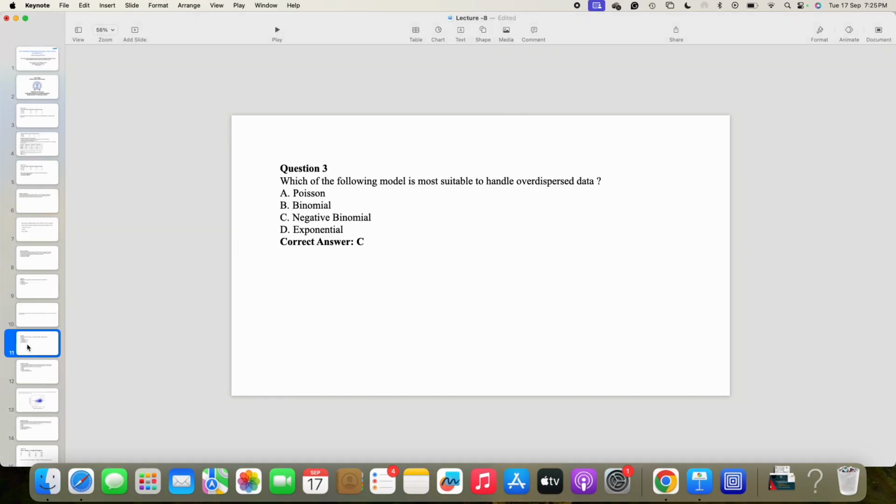So the answer would be negative binomial. To handle overdispersed data, where the data counts are far apart from the mean values, we use the negative binomial model. You can go through this link for a minute just to know more about it, or you can go to this link after the class, so you'll get to know more about it and it will be more clear.